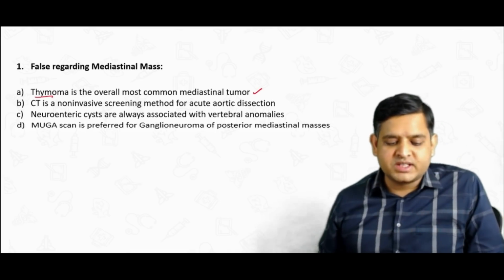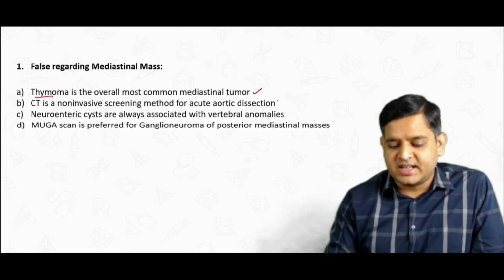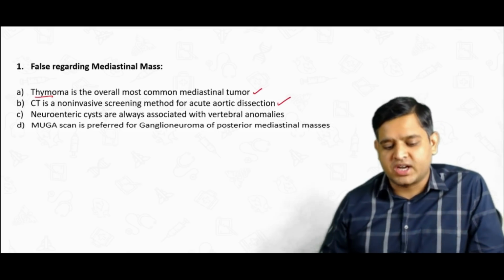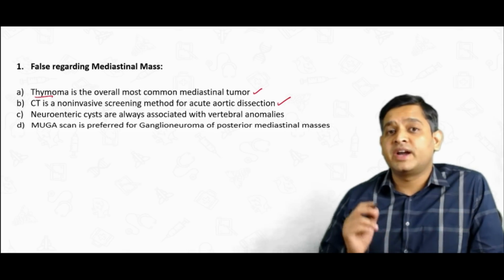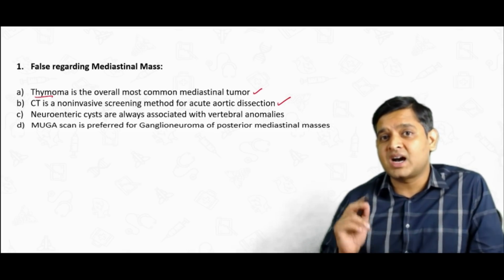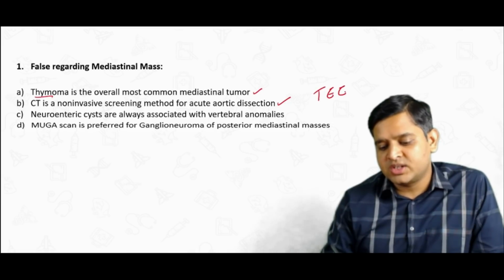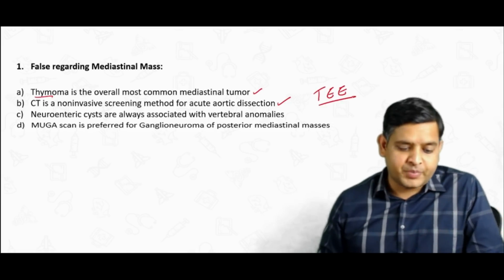CT is a non-invasive screening method for acute aortic dissection. Yes, that is true. CT is considered to be one of the most useful imaging investigations in acute aortic dissection. It is to be noted, if the patient is unstable, the preferred investigation in aortic dissection is transesophageal echocardiography.